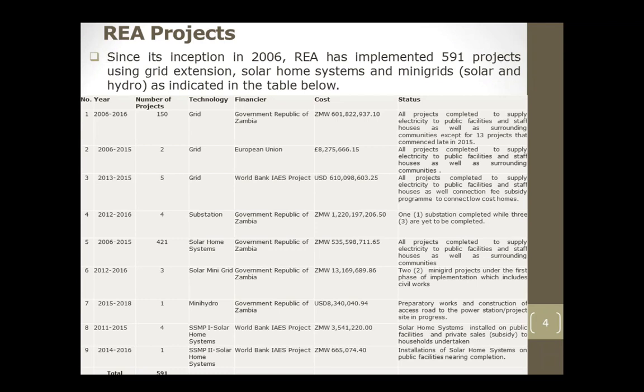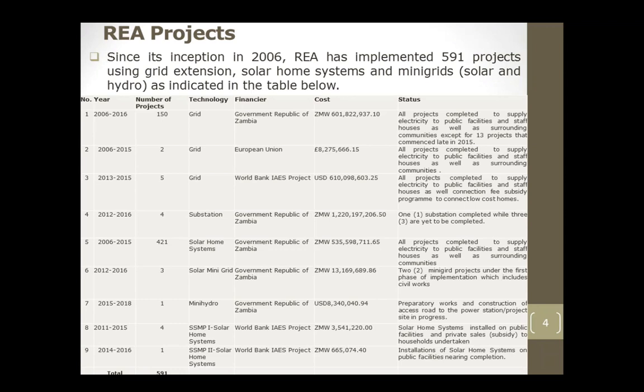Then number 4, we have 1 substation which was completed, while 3 are yet to be completed at a total cost of 1 billion kwacha. We also have number 5, which is this isolated solar home system where the grid line will not be extended now, unless in the future going by our rural electrification master plan. So all projects were completed to supply these public facilities, the schools, rural health centers, and staff houses, so that they are motivated to stay in rural areas.